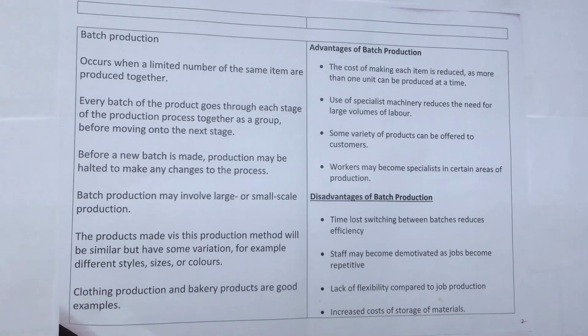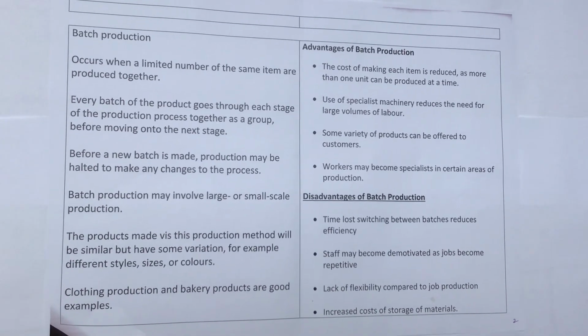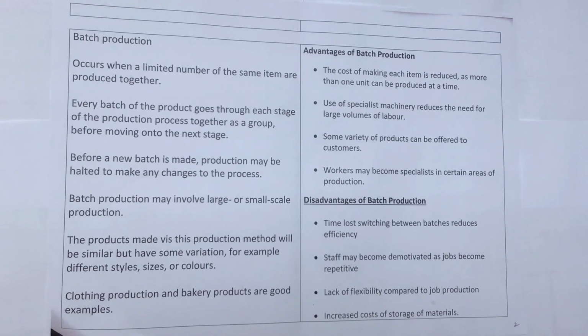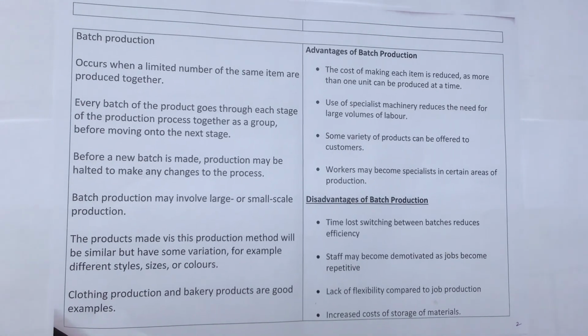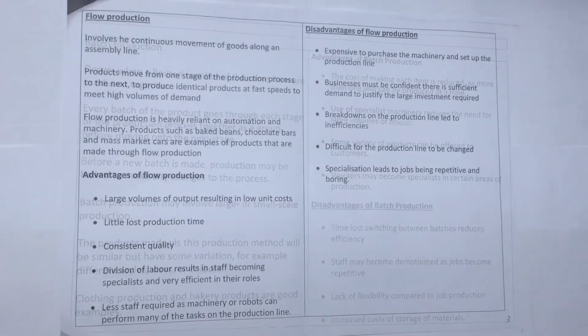Disadvantages of batch production: time lost switching between batches reduces efficiency. Staff may become demotivated as jobs become repetitive. Lack of flexibility compared to job production. Increased cost of storage of materials.